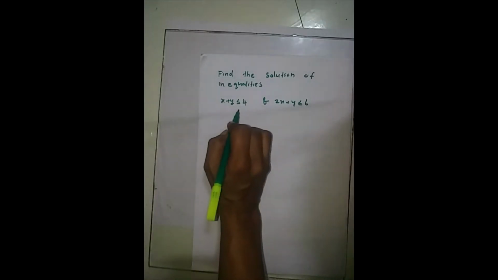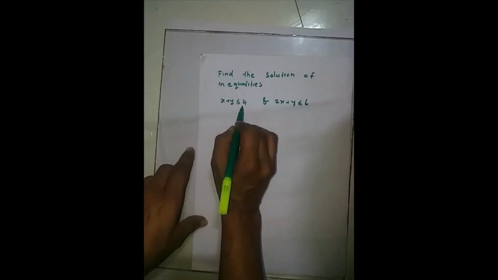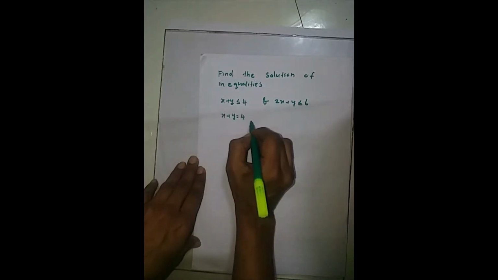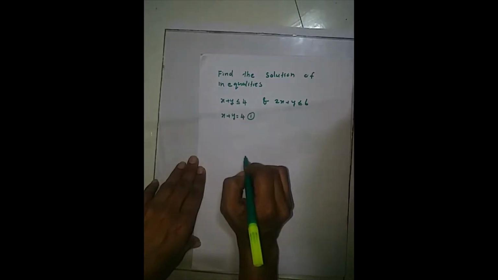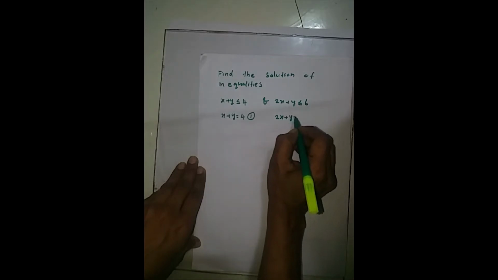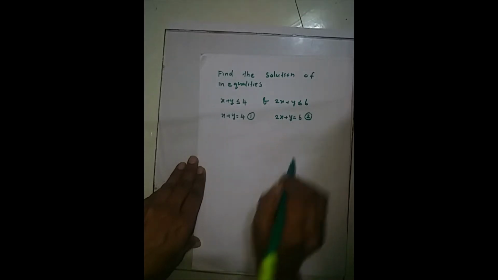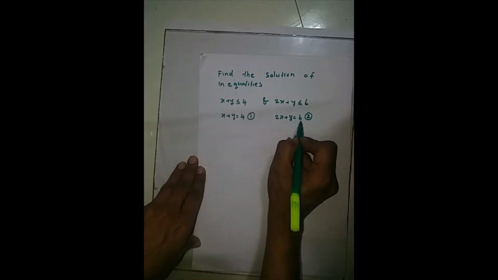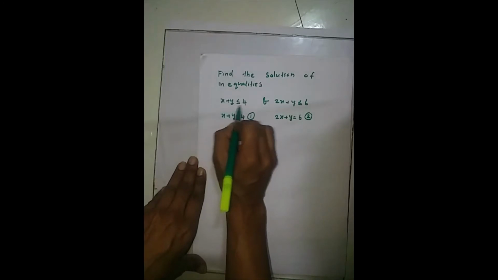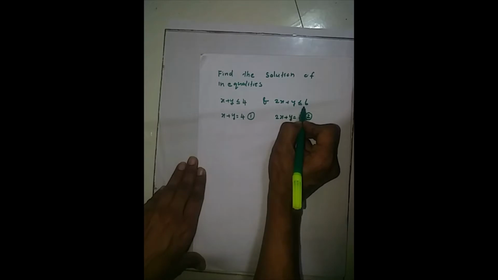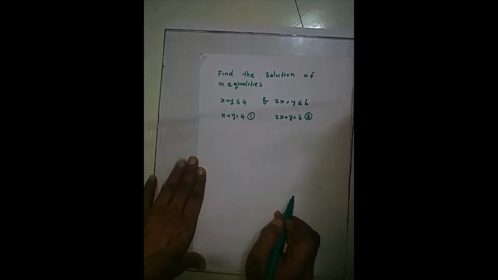So, for finding the region of this inequality, first we will draw the line x plus y equal to 4, equation number 1. Then we will draw the line 2x plus y equal to 6, which we will call equation number 2. First we will draw this line, and this line also we will draw. Then we will shade the region of this inequality, then shade the region of the other inequality. Then we will find the common shaded region. That is the common solution of these two inequalities.